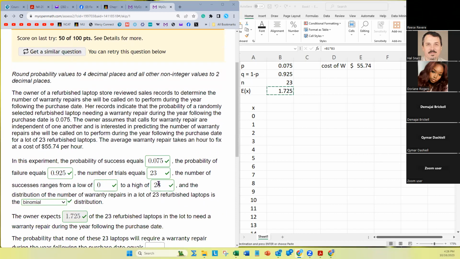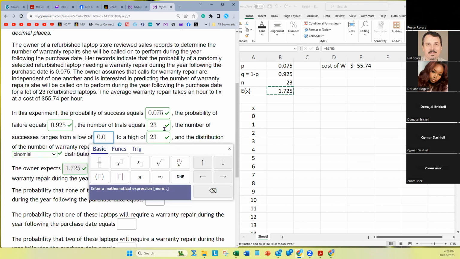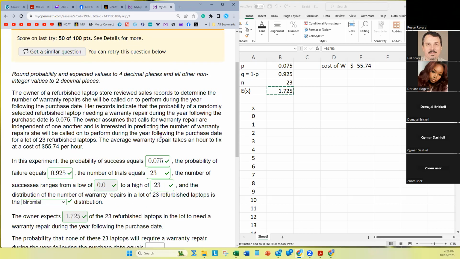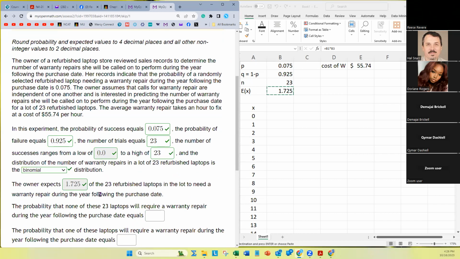Okay, so I edited this here. There you go. I said round probability and expected value to 4 decimal places, so that'll fix that right there. So this is 1.725. Okay.